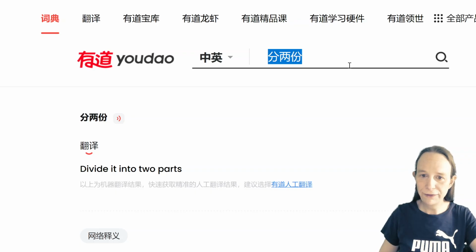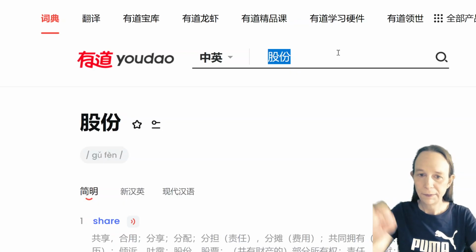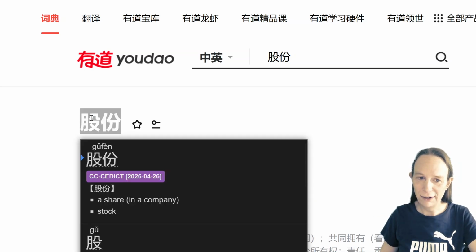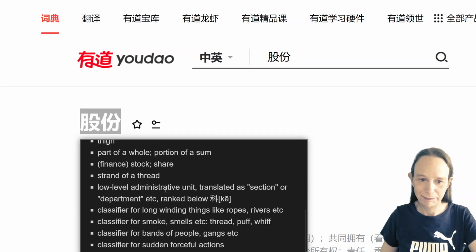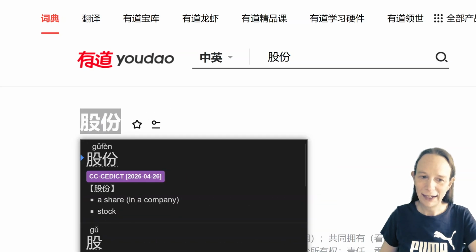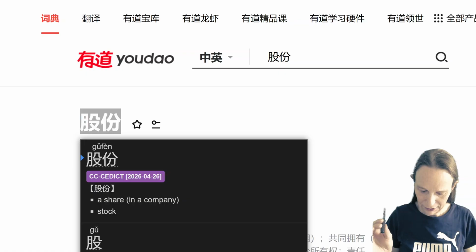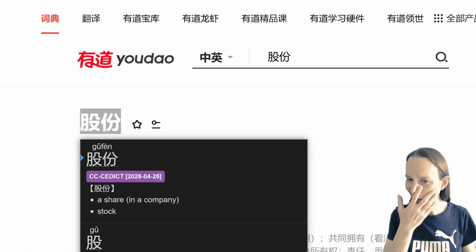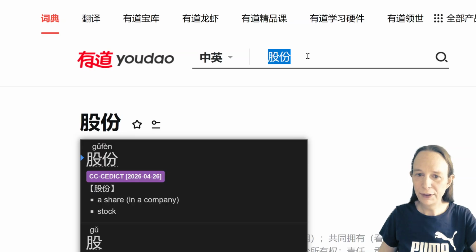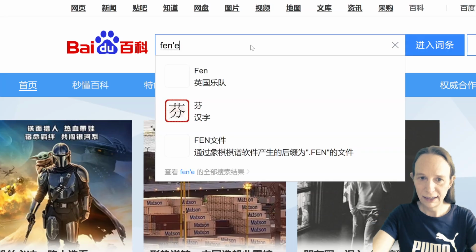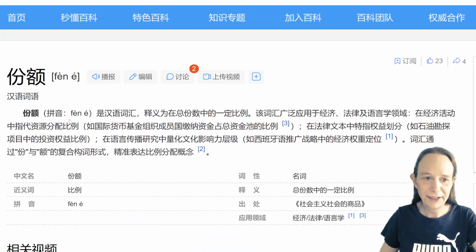Oh, we know 股份. So this is stock shares. So you have a portion of 股. Yeah, I don't know why it's 股. Anyway, 股 has a few meanings. All right. So what are we to do with 股份? Let's put it. Sorry, not 股份. 份额. Is there a definition?